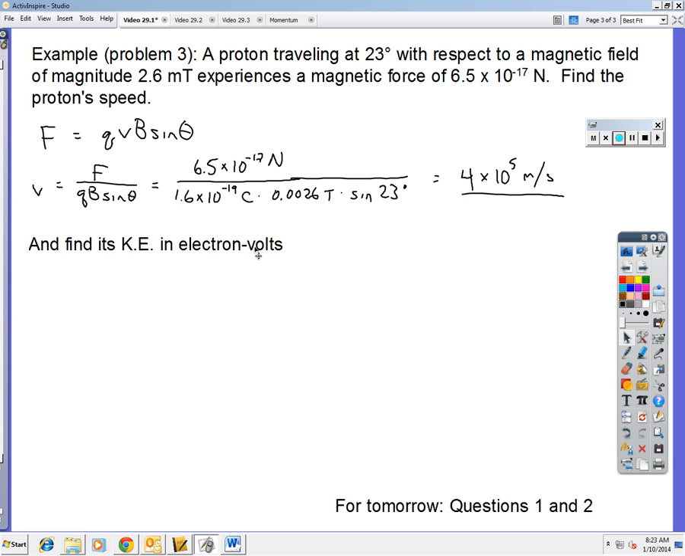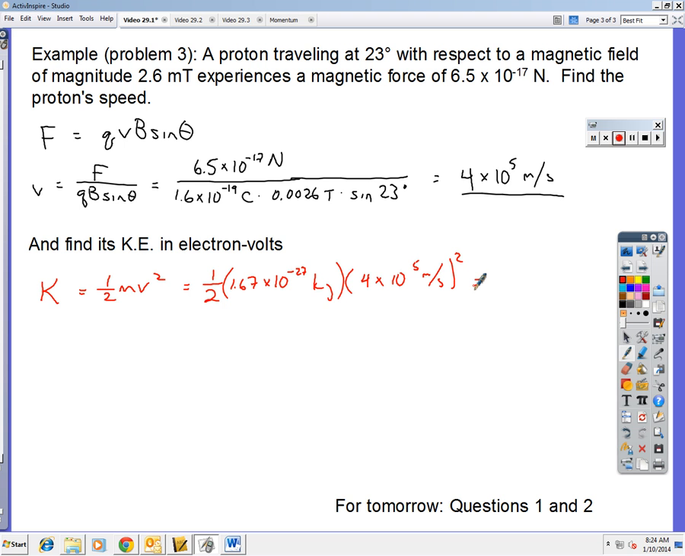Now, should you forget, say, what the charge of the proton is, you can look it up in one of the appendices of your textbook. I think it's Appendix B. Next thing we'll do is find the proton's kinetic energy. This isn't strictly a magnetic field question, but a lot of times when we talk about elementary particles like this, we're more interested in their kinetic energy than their speed. And we're going to use it in units of electron volts, which I'll explain in a second. Now K is 1/2 mv squared. You can look up the mass of a proton in your textbook, but it's 1.67 times 10 to the negative 27 kilograms. And v is what we just found in the first part of the question.